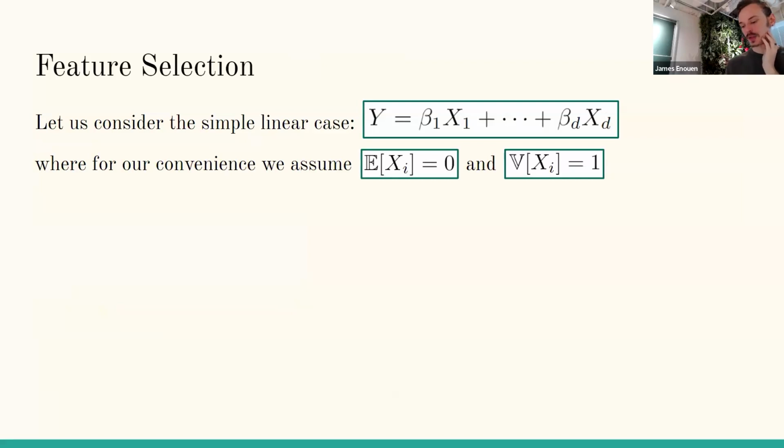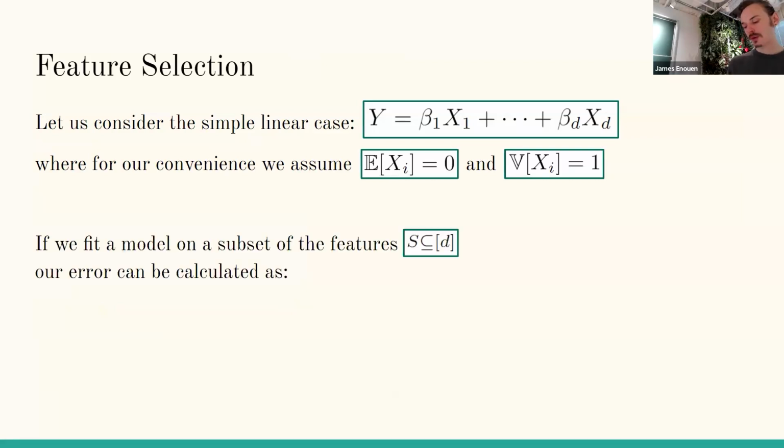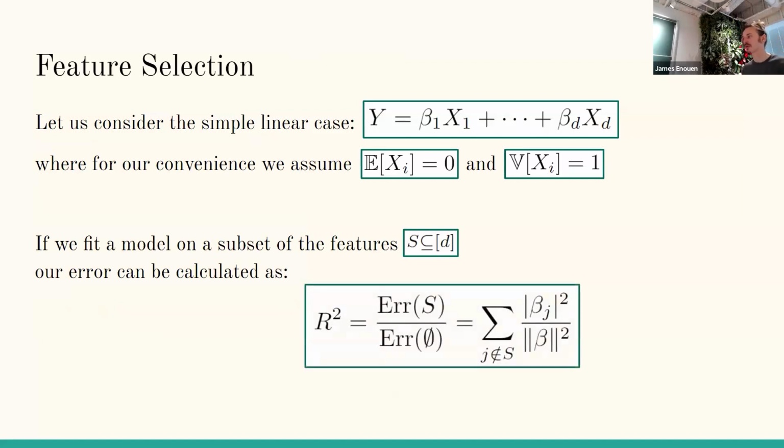So first, let's just talk about feature selection, considering just the linear model case, where also for our convenience, we'll just have mean-centered and unit variance input features. So if we fit a model where we pick only a subset S of these features, our error with infinite data can be calculated to just be the sum of every beta term we did not include squared divided by the norm of the beta squared. So that's our R squared value, and we'd like it to be small. So we would like these beta J squareds to be small, which means we need to pick the large beta to include and not include the small beta.